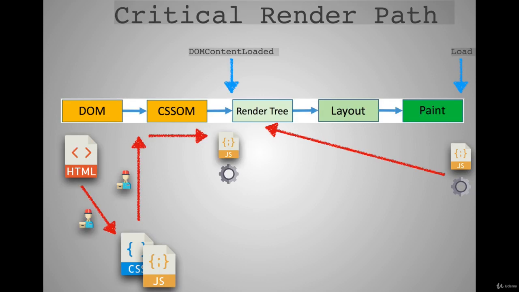Welcome back. Let's talk a little bit about code optimizations. If you remember from our critical render path talk, JavaScript executes or runs and allows the users to interact with the web page, like clicking a drop-down menu or adding items to a to-do list.